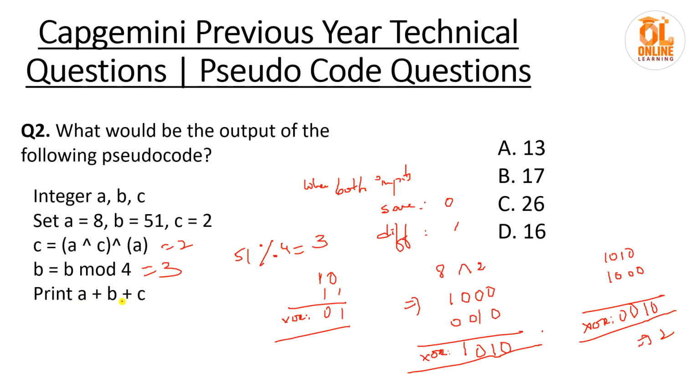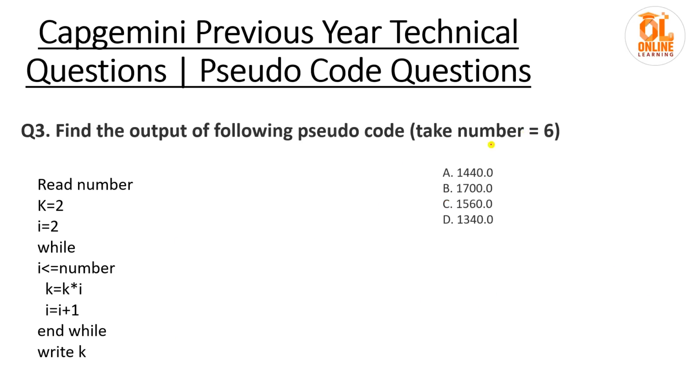And last, A plus B plus C. What is A? 8. What is B? 3. What is C? 2. 8 plus 3 is 11. 11 plus 2 is 13. So the output we got is 13. So from the above options, option A is the correct answer for this. So the next question. Find the output of the following pseudocode.